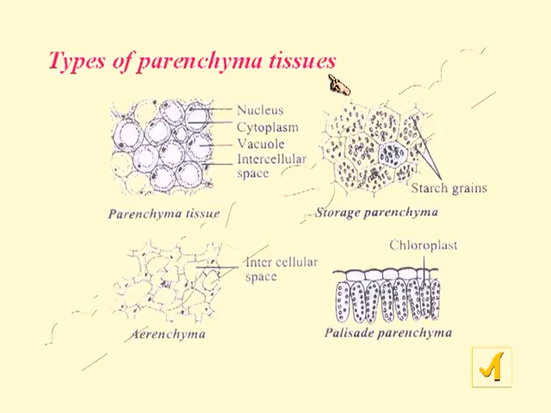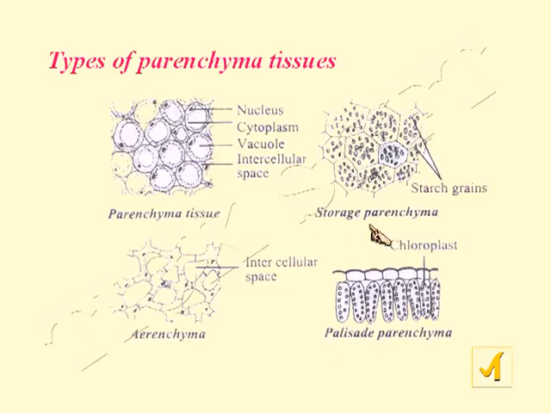Types of parenchyma tissues, or the structure of the tissues, are illustrated here. Parenchyma tissue contains nucleus, cytoplasm and vacuole. Vacuoles are scattered throughout the cytoplasm. So this is the cytoplasm, and inside the cytoplasm there is a large nucleus, and vacuoles are scattered. Intercellular spaces are present here.